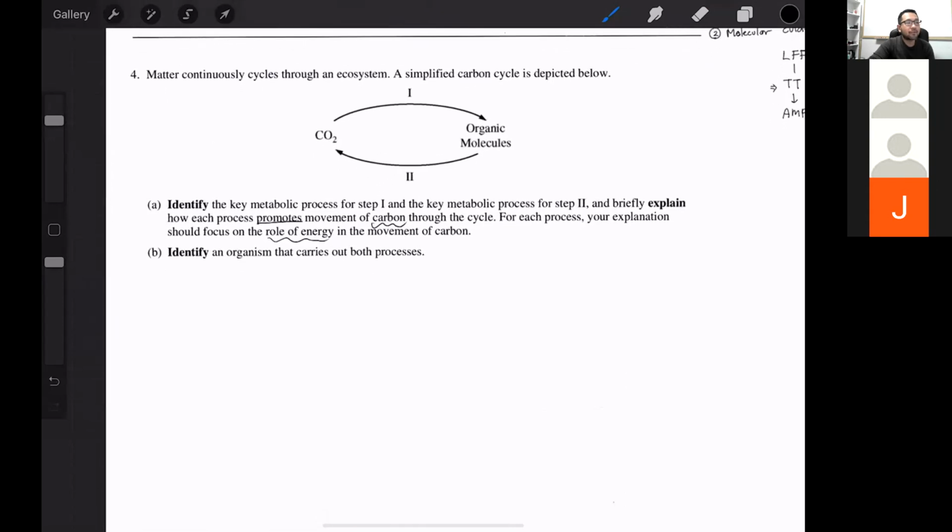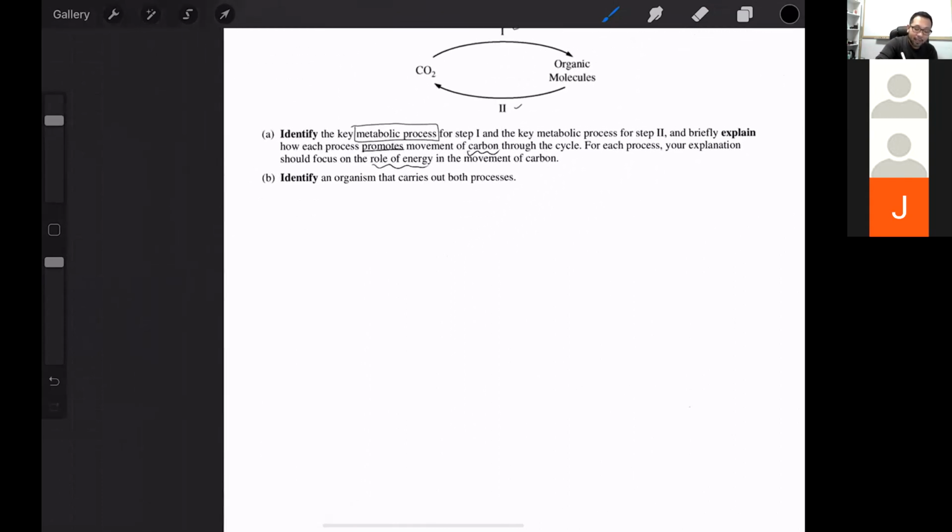So number 4 gives you a very simple schematic here, and they want you to talk about what type of metabolic process, I'm going to put a rectangle around that, is happening in process 1 and process 2. Anytime AP Biology mentions the word metabolic process, I would argue that 99.9% of the time, they're talking about one of 2 things. 1, photosynthesis, and 2, cell respiration.